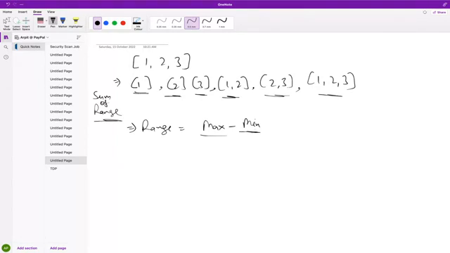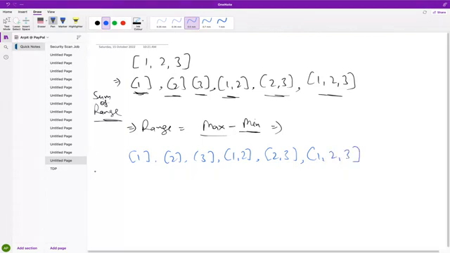So let's first find the minimum in all the arrays. For this array, let me write it out again, and then we will write the minimum for them. Again, the same subarrays: 3, 1, 2, 2, 3, and 1, 2, 3. Okay, let's calculate the minimum in each array. Here it's 1, here it's 2, where the minimum is the same number. Here 1, here 2, and here 1.